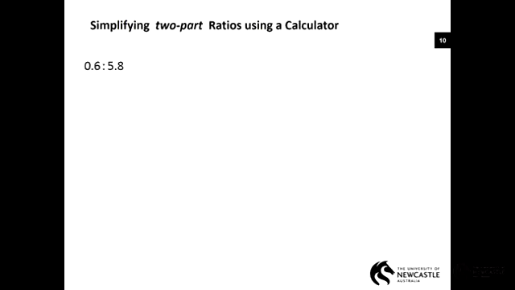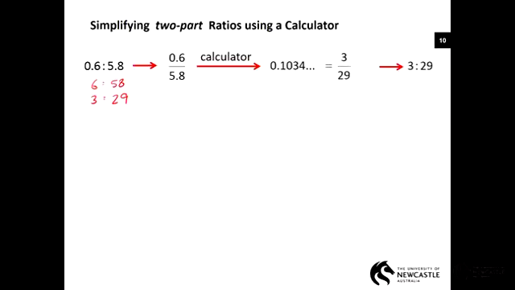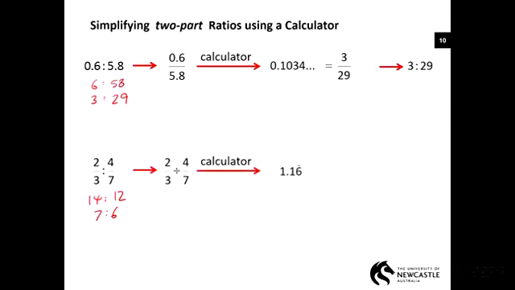0.6 to 5.8. We can go straight to the calc. Normally I would call it 6 to 58, times both sides by 10, and then maybe halve both sides, and then say, I think I'm done. The calculator would spit out something horrid, but when I made it look like a fraction, it was 3 on 29. It worked. This fractional one, manually, I'll times the 7 over here to give 14, and I'll times the 3 over here to give 12, and then I'd halve it. But if you don't like it, the calculator spits out something horrid, turn it into an improper fraction. There it is, 7 to 6. Okay, so it's all good.